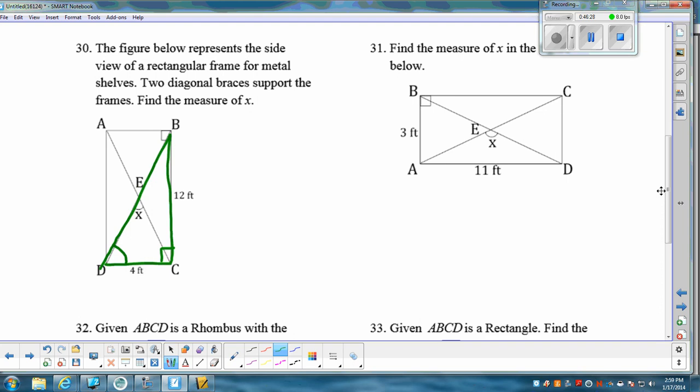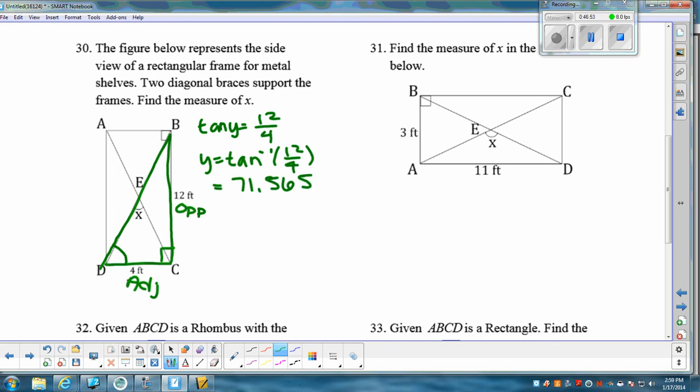So if I use trig, the 4 is my adjacent side, the 12 is my opposite. So I have the tangent of y equals 12 over 4. So y has to equal the tangent inverse of 12 over 4, which is 71.565 degrees. Then I'm going to look at the triangle that uses angle x, which is this triangle I've outlined in purple.